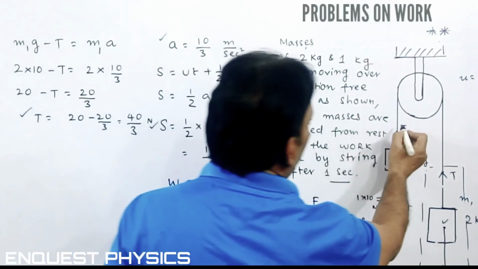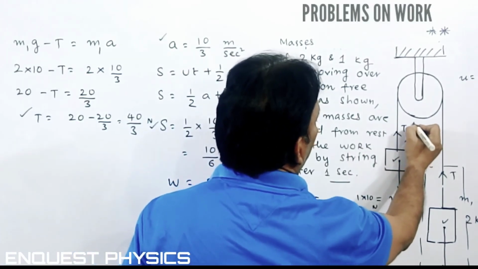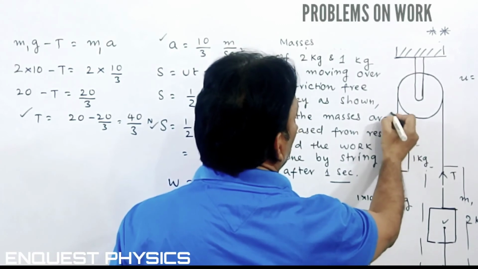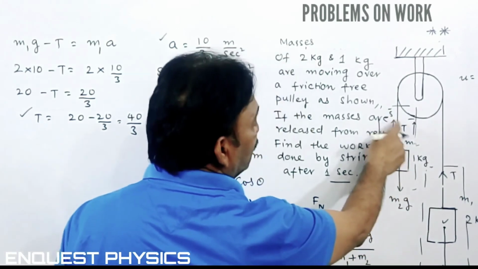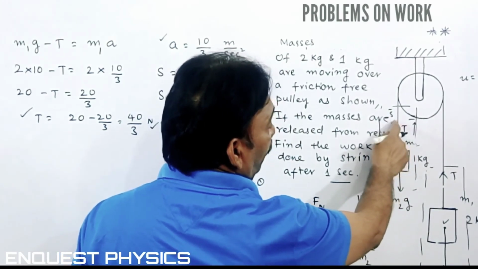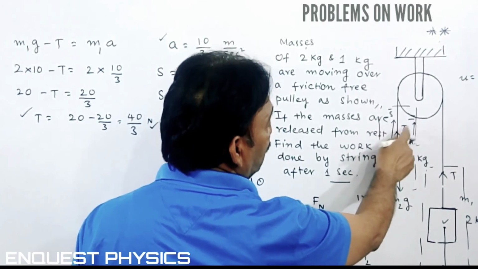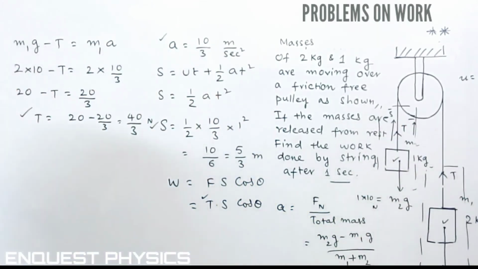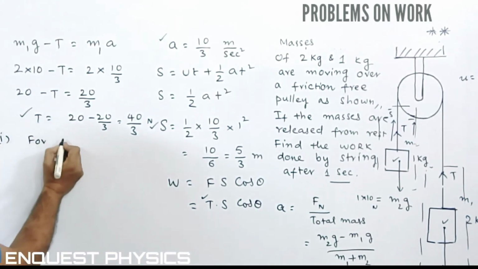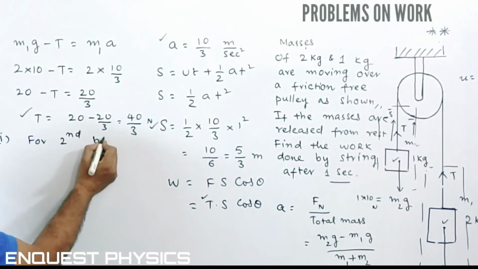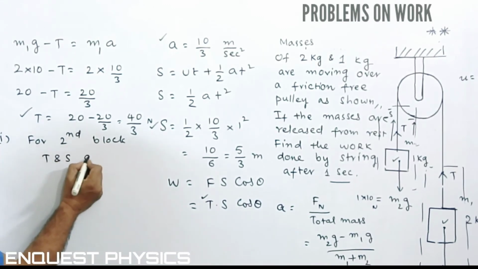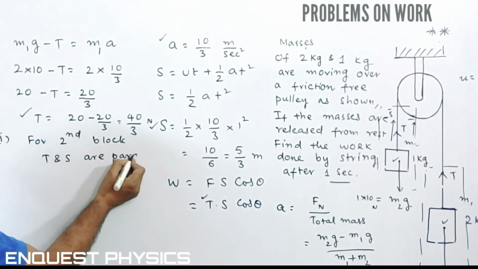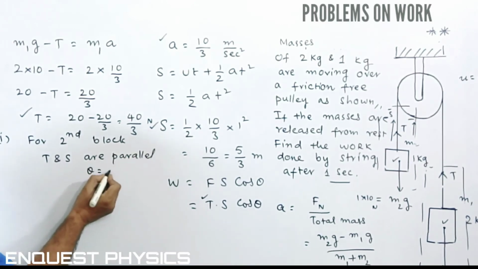Okay, let's take this one. The tension is working vertically upwards and displacement is also in upward direction. See this diagram, students. Then obviously the angle between the tension in the string and the displacement is equal to 0, since they are parallel to each other. Okay, for the second block we are doing. T and S are parallel, then theta is equal to 0, students.